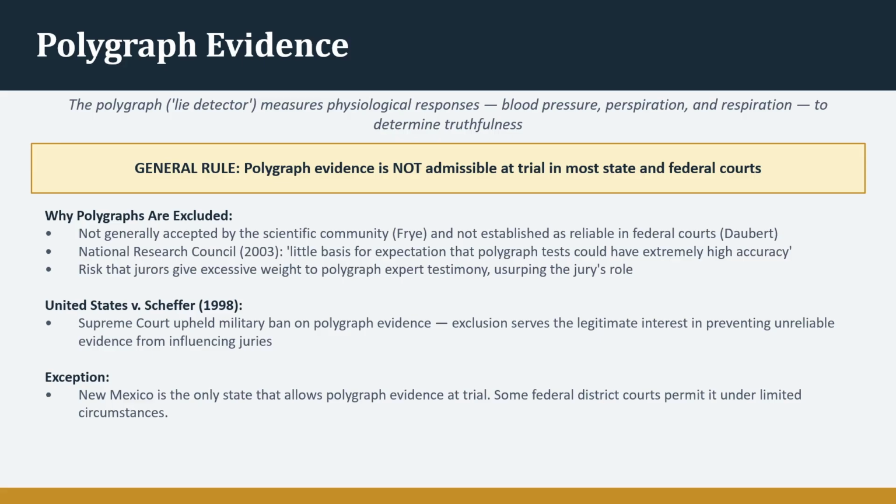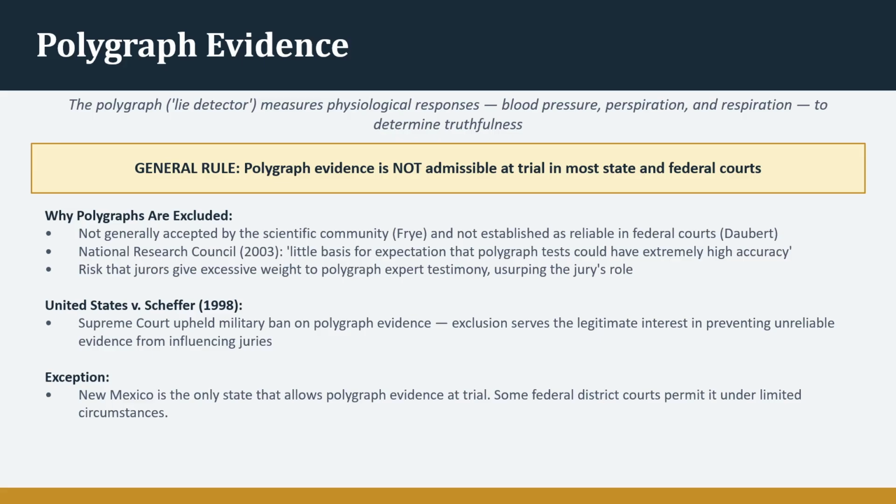We end the chapter with polygraph evidence, which in many ways represents the opposite end of the scientific spectrum from DNA. Whereas DNA has been embraced by courts as one of the most reliable tools in the evidentiary arsenal, polygraph evidence remains almost universally excluded. A polygraph, commonly called a lie detector test, works by measuring physiological responses to questions: blood pressure, respiration rate, and galvanic skin response, which is essentially perspiration. The theory is that deception produces stress, and stress produces measurable physiological changes.